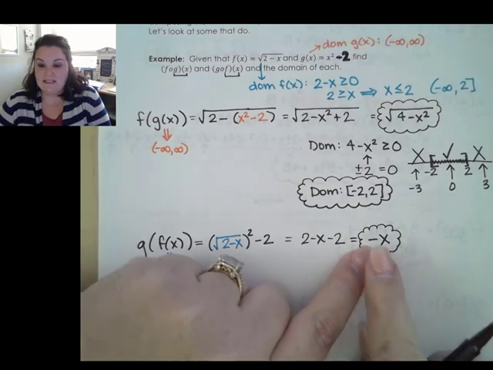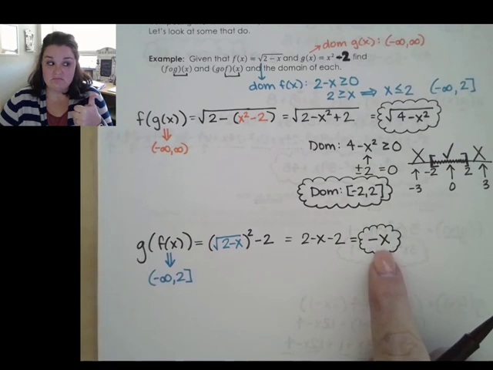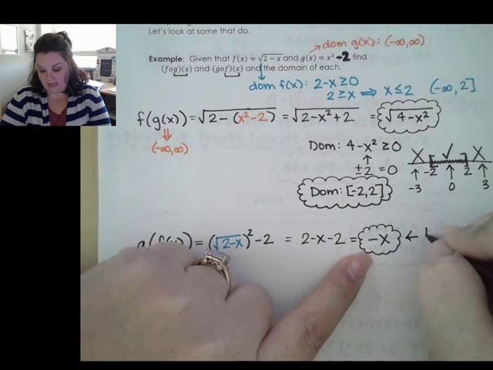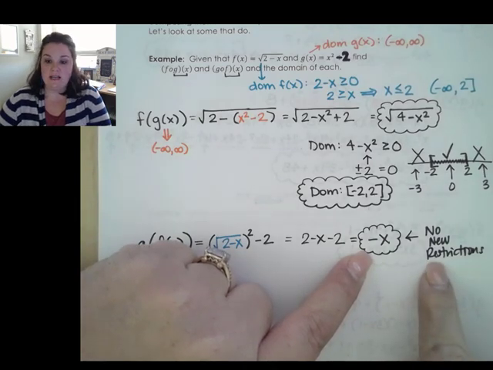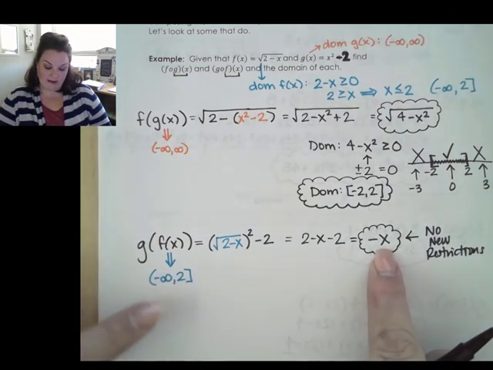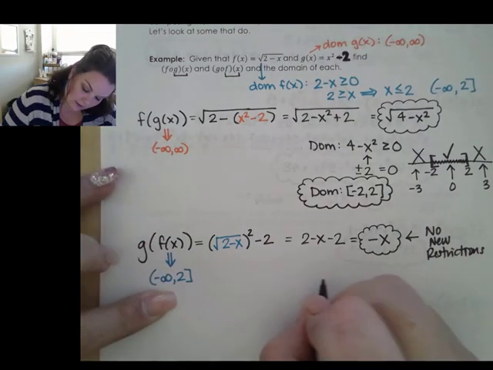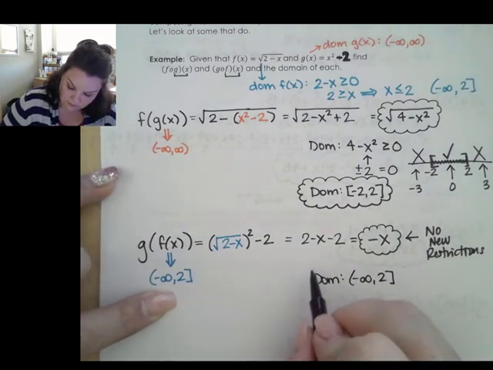Now, looking at this, does this have any stipulations? Do I have any denominators? Nope, don't got to worry about that. Do I have any even root radicals? Nope, I don't have any even root radicals. So notice this little piece has no new restrictions. So if there's no new restrictions, then the domain of this is going to be whatever that original inside function domain was that we started with. So here, my domain is going to be negative infinity to 2.